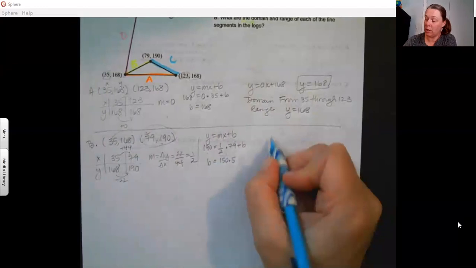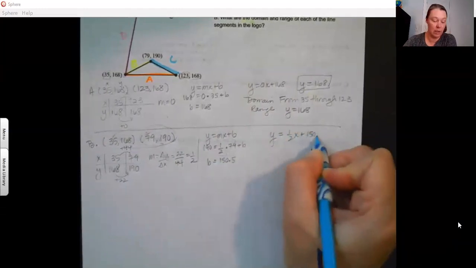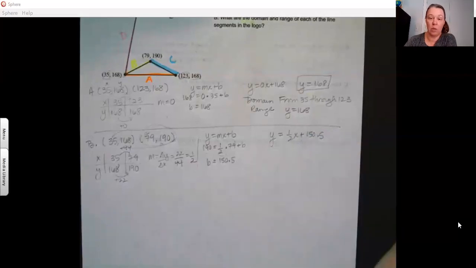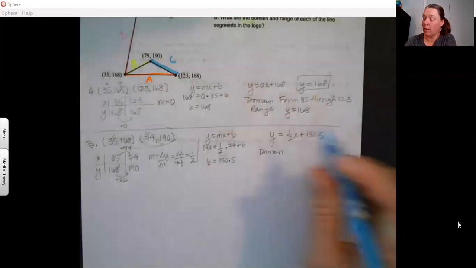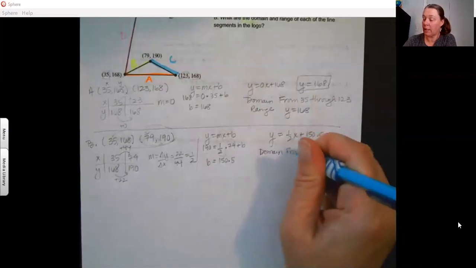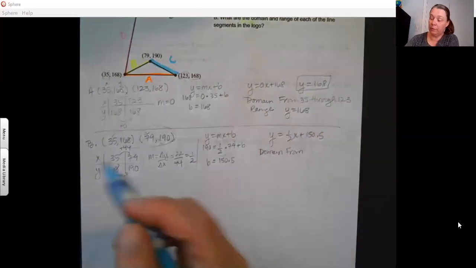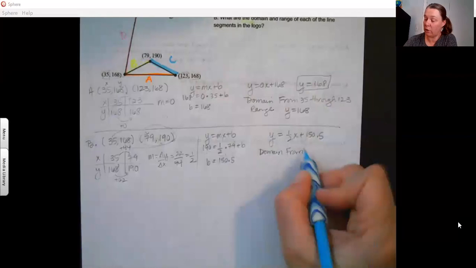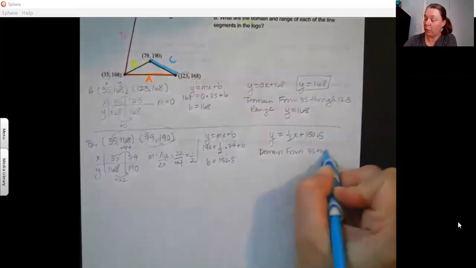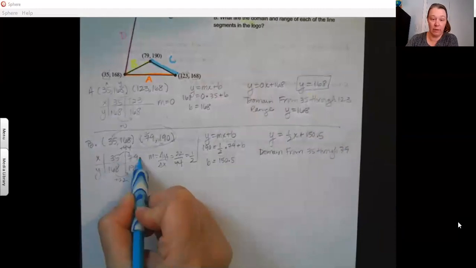So then my equation is y equals 1/2 x plus 150.5. That's going to be my equation. My domain is going to be all of the x values from, x values start at 35 and end at 79. So all of the x values from 35 through 79, right? So from here to here, 35 to 79.